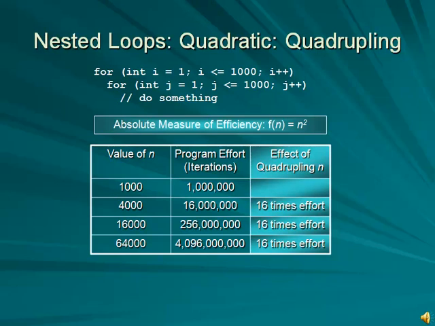Again, we're going to watch the change in program effort, this time as we quadruple the value of n. Let's see how program effort changes. Looking at the chart, moving from 1,000 to 4,000 for a value of n, the program effort changes from 1 million to 16 million. Similarly, when we change the value of n from 4,000 to 16,000, program effort changes from 16 million to 256 million. In all cases, 16 times the effort. Let's summarize on the next slide.